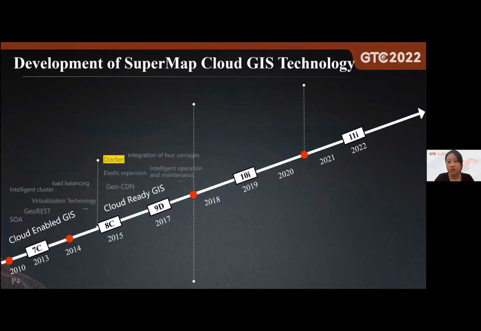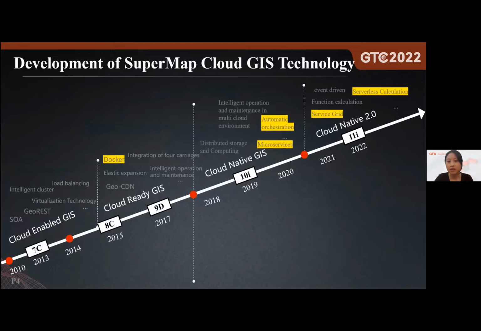With the continuous maturity of cloud computing related technologies and applications, SuperMap Cloud GIS technology has experienced the stage of cloud-enabled GIS of 7C version and cloud-ready GIS of 8C and 9D version. After years of accumulation and exploration, we released cloud-native GIS technology in the 10i version in 2018, entering a new stage of technological development.